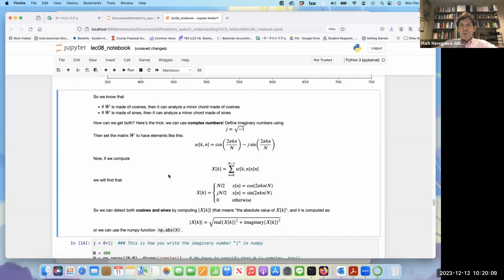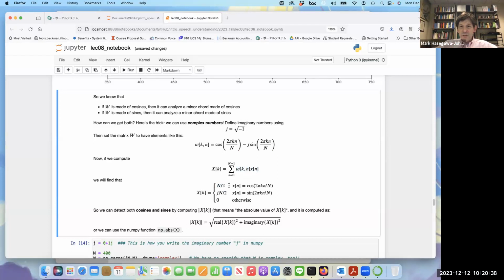The way that we can get both is by using a mathematical trick, basically. We use complex numbers. We'll create the kth row of the matrix will be a real valued cosine minus an imaginary valued sine wave, right? We use complex numbers, and that way we can represent the cosine and the sine in the same row. Just this one row of the matrix will take care of both the cosine and the sine.